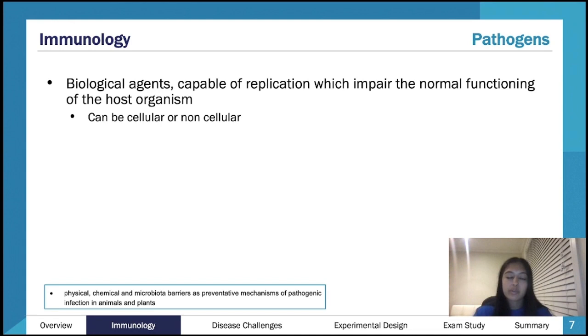So this is the definition: biological agents that can cause disease, basically. They impair the normal functioning of the host organism. Obviously they replicate, and that's how they spread their disease and how a disease progresses, essentially. And this idea of separating our pathogens between cellular and non-cellular is also very important, because VCAA will include questions about this.